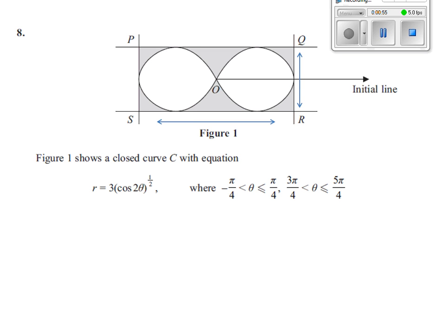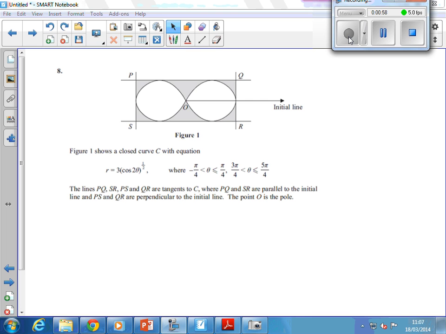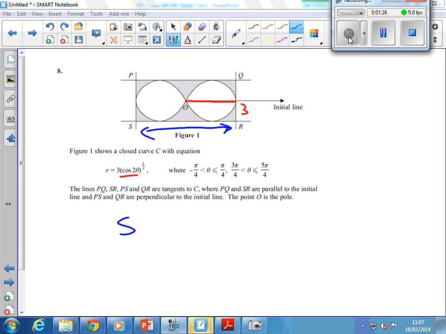SR is very straightforward. So when theta is equal to 0, you can see r is equal to 3. That distance is 3. So therefore the complete distance SR is equal to 2 lots of 3, which is 6. That's fairly straightforward.